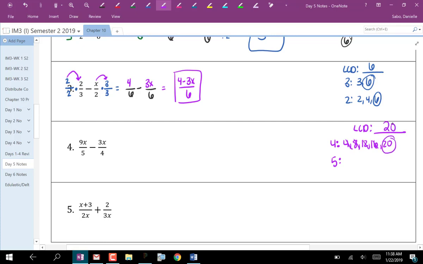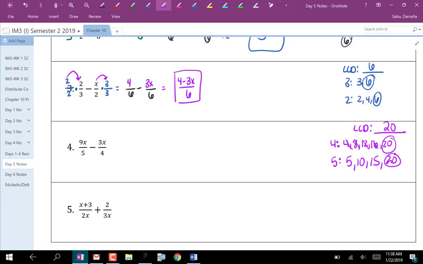So you're just going in order: 4 times 1, 4 times 2, 4 times 3, 4 times 4, 4 times 5, until you find one that can also be divided by 5. Now, if you didn't know that it could be divided by 5, you can list out your 5s too. Again, you don't have to do this, but I'm just going to write it. 5 times 1 is 5, 5 times 2 is 10, 5 times 3 is 15, 5 times 4 is 20. So if it helps you to write both of them out, do it. Totally your call. Whatever you need to do to get it done.